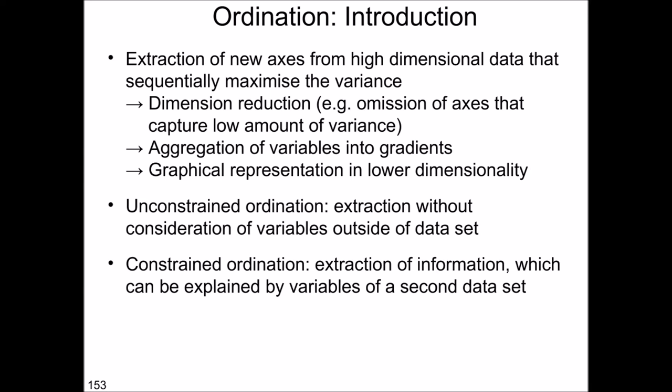So you could theoretically achieve dimension reduction by omitting some of the axes afterwards that capture only a low amount of variance. I will give some notes of caution on this later on when we discuss principal component regression. You could use it to aggregate variables into gradients. We'll see later on what I mean by this. And you can achieve a graphical representation in low dimensionality as discussed before.